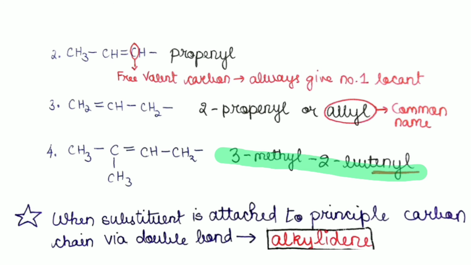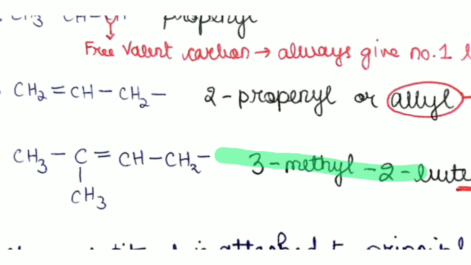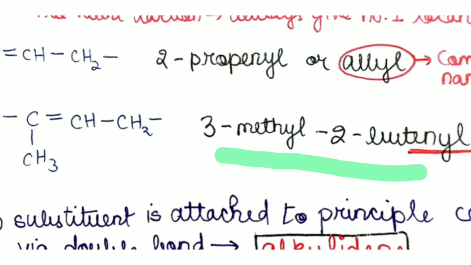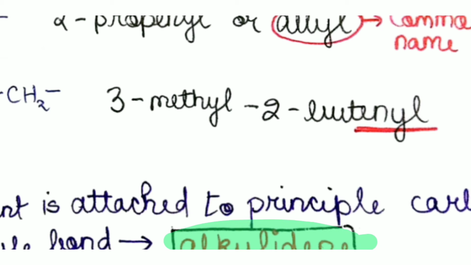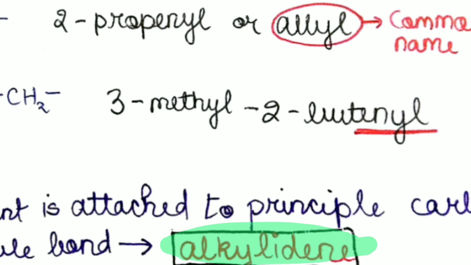So guys, what do we call our substituent when it is attached to the principal carbon chain via a double bond only? Like it does not have a double bond within it, but it is attached to the principal carbon chain only via a double bond. Then we will call it alkylidene. This is how we will name such a substituent, in which the free valent carbon and the carbon of the principal carbon chain are only attached via a double bond. So we call it alkylidene.